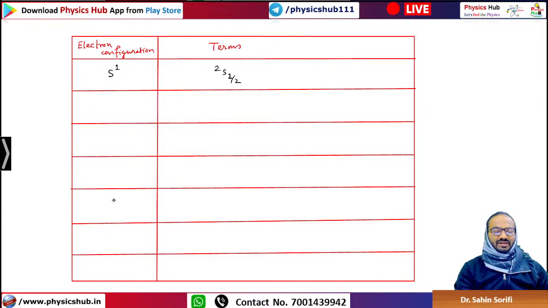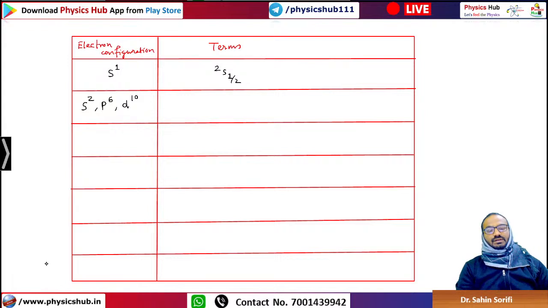So this is a brief summary. If you do not need to write, you may not write. For s2, p6, d10, these are closed shells, right? For closed shell, what is the term you get? 1S0 every time.